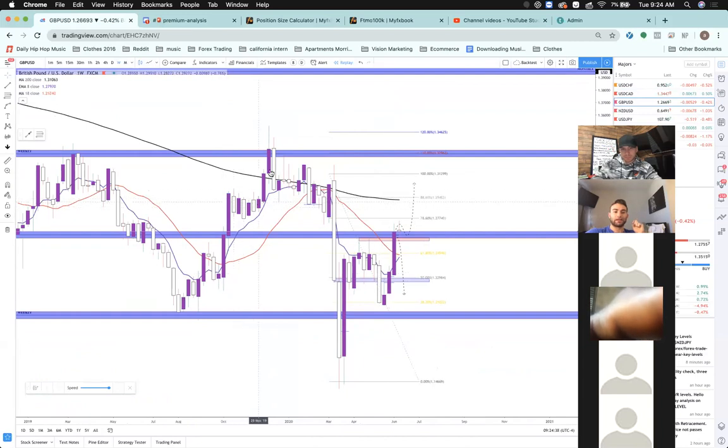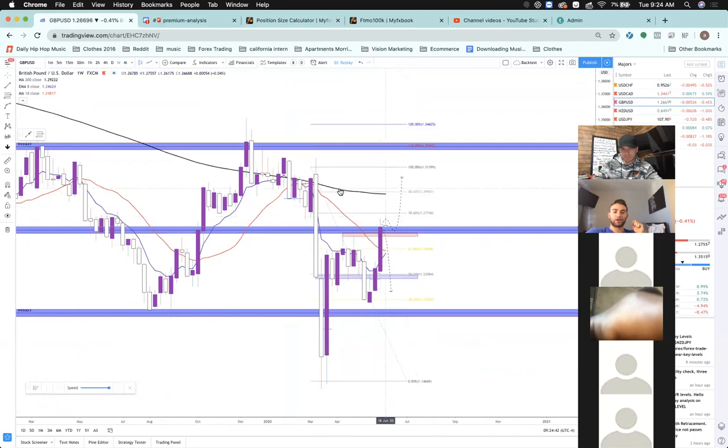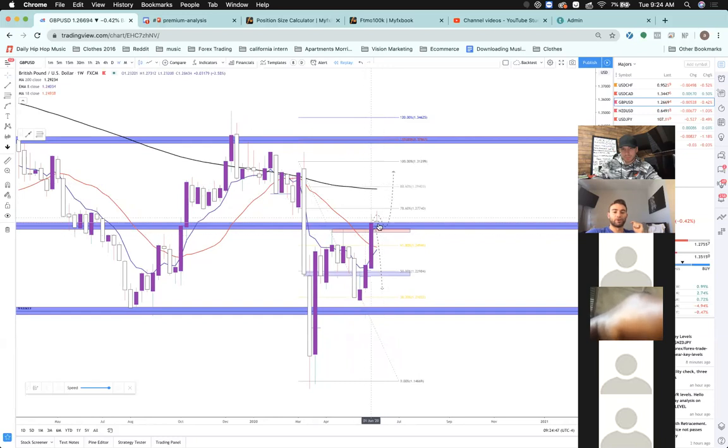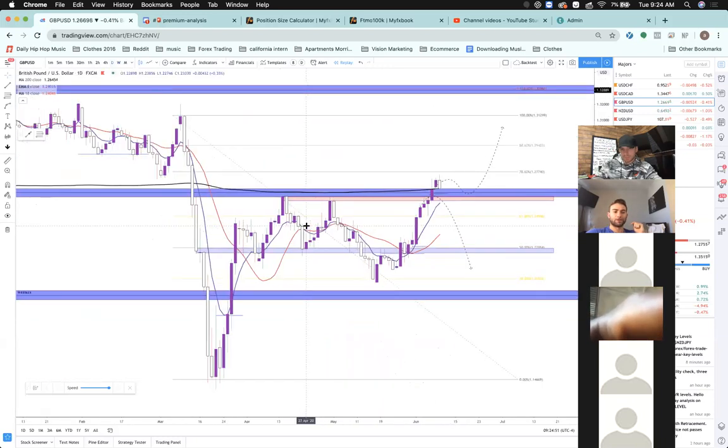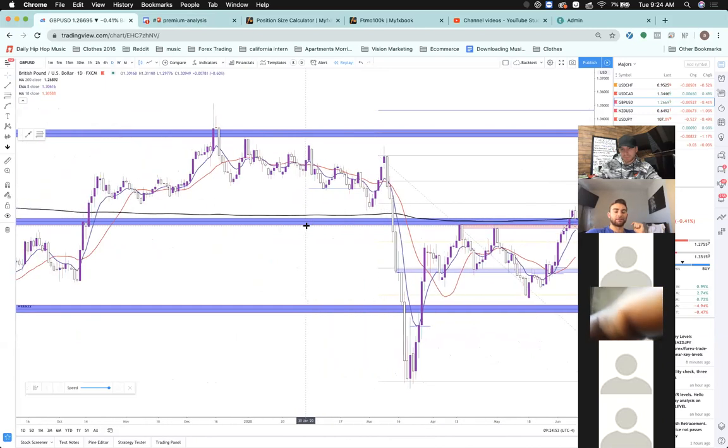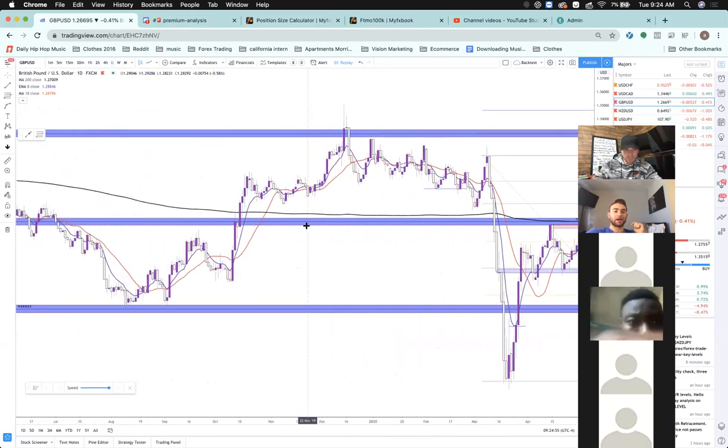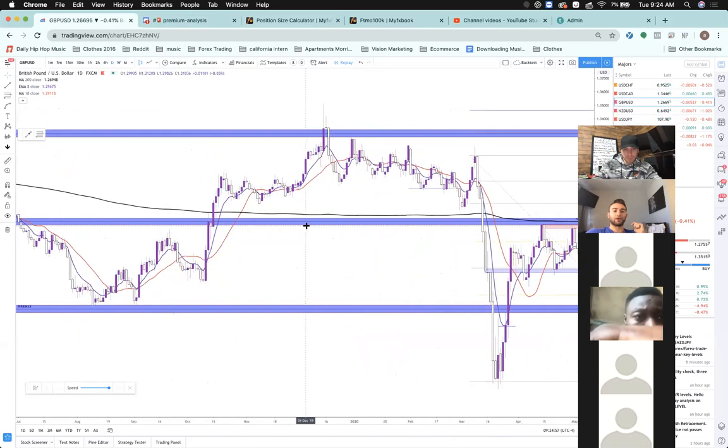We could consolidate and then shift a little bit higher, which is why I have this drawn. We could shift higher into these highs right there before we finally find resistance, or we could fall off from this level right now. So I'm going to stick to the daily time frame. We really got to see a lot right now on the daily time frame.